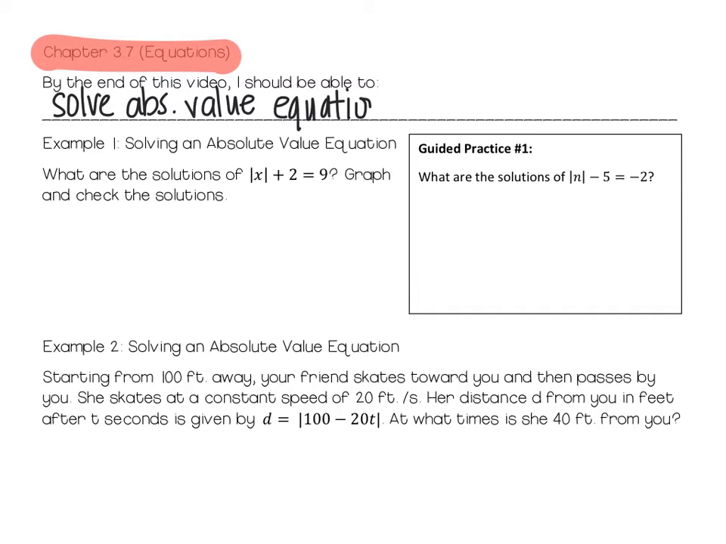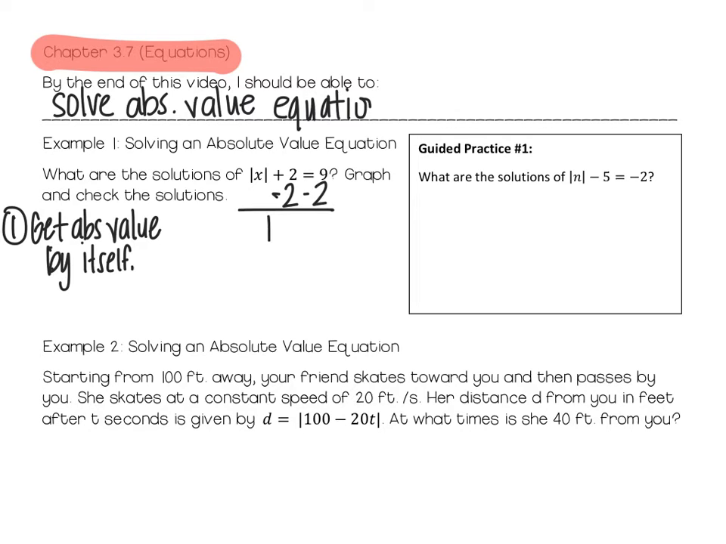Okay, so example 1. When you're solving an absolute value equation, the very first thing you want to do is get the absolute value by itself. Just like before, you were trying to get the variable by itself, but this time you have to get the absolute value by itself first. So we're going to subtract 2 to get absolute value of x by itself, and we get absolute value of x is 7. There are two numbers that this could work for.